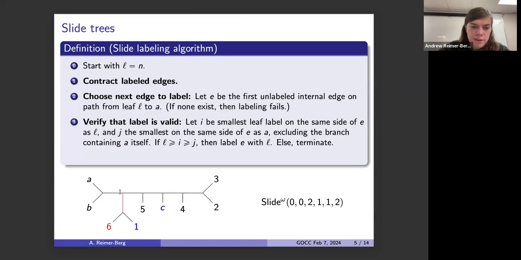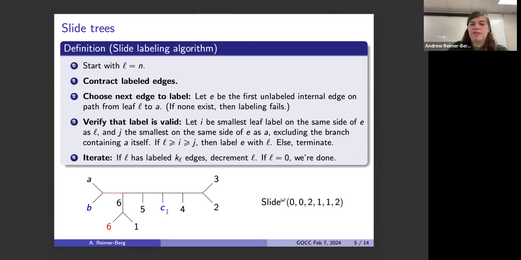And so we don't count this whole branch here because that's the branch with A. Instead I look at the smallest thing here, which is C. And then I check, is L greater than I is greater than J? So in this case, 6 is greater than 1 is greater than 6, C. And so the slide's valid. I go ahead and label that edge 6.